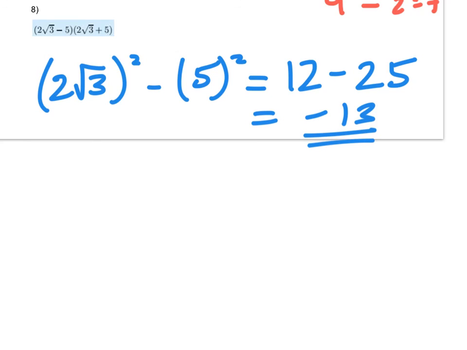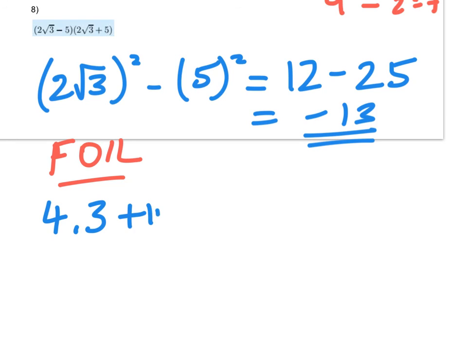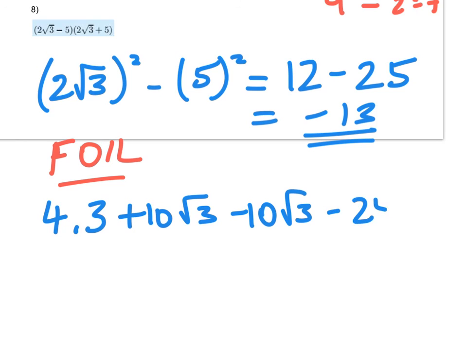But if you did it by FOIL, just to check, okay, we'll do it by FOIL as well. You'll see the first ones, so it's going to be 4, 2 by 2 is 4, root 3 by root 3 is 3, so first. Then the outer is 2 root 3 by 5, which is 10 root 3. Then the inner is minus 5 by 2 root 3, which is minus 10 root 3. And then the last is minus 5 by plus 5, which is minus 25.